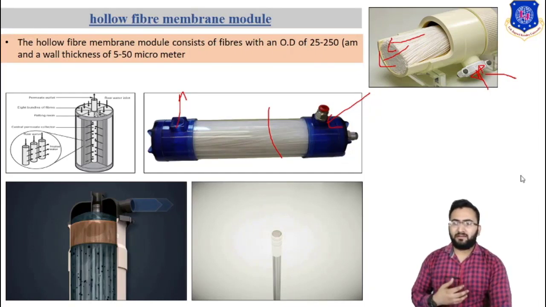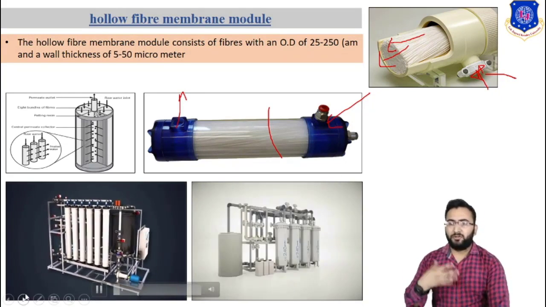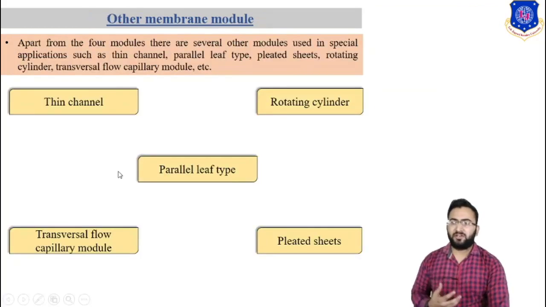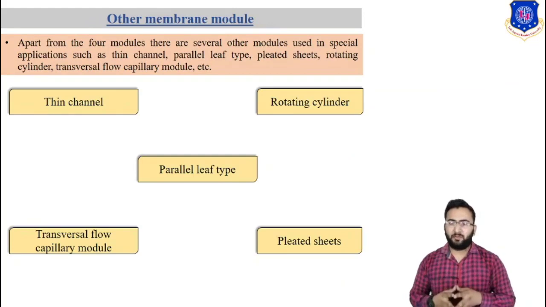Now let's discuss various other membrane modules. Apart from this, there are various membrane modules which are used in industry, such as thin channel membrane module, rotating cylinder membrane module, parallel leaf type membrane module, flow capillary membrane module and plated sheet membrane module. These all membrane modules are used in industry for various purposes. So let us discuss in detail about these membrane modules.